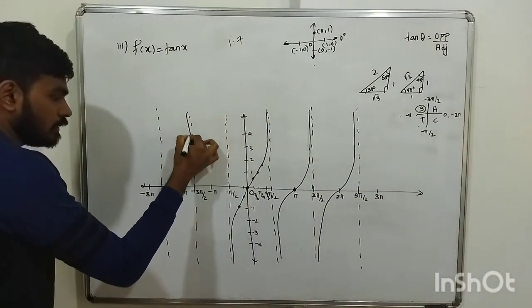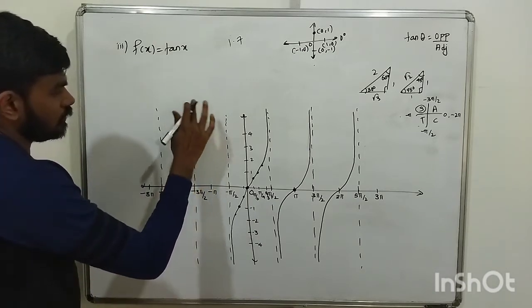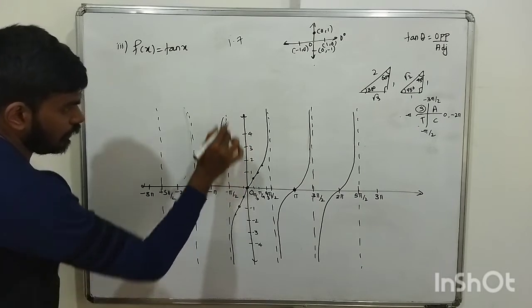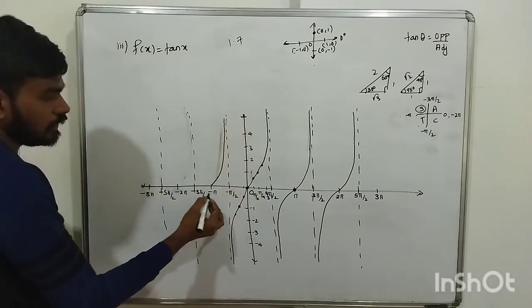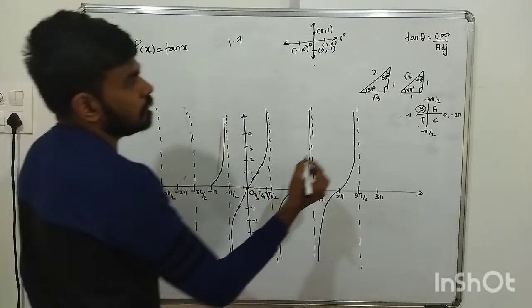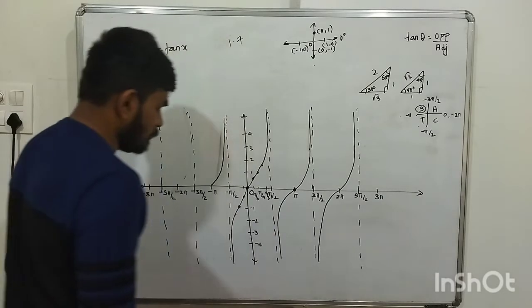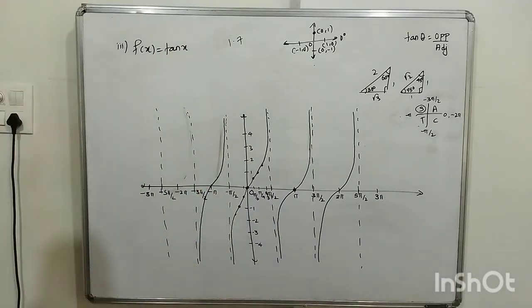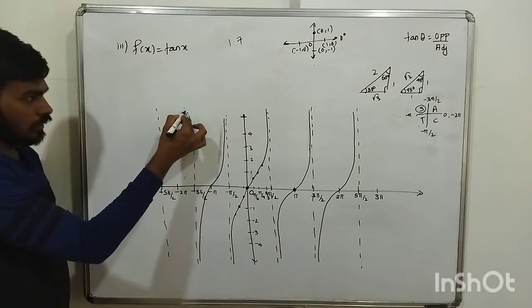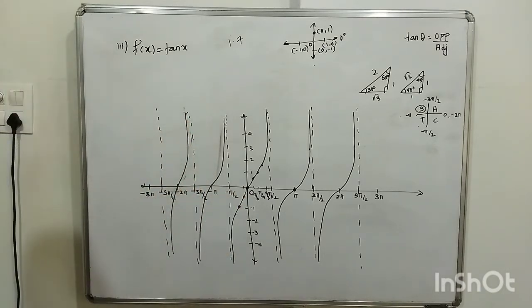So the graph will be like this, sorry, here, and after that it is negative, correct? From minus pi to minus 3 pi by 2, tan is negative because here the sign is positive. Okay, so tan is negative. Same way here the graph will be like this, and so on. Okay, so for tan we get a graph like this.